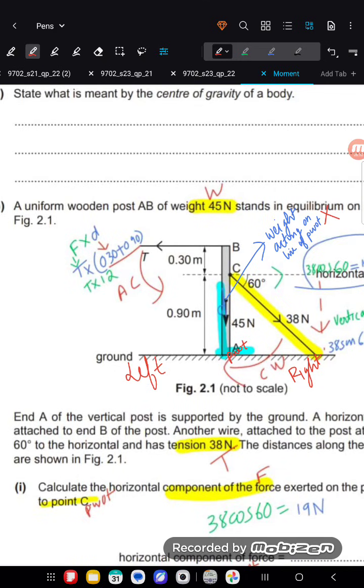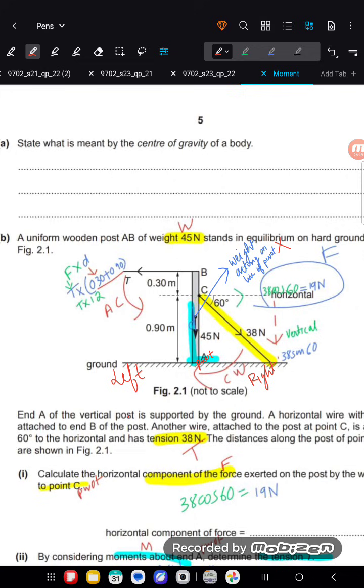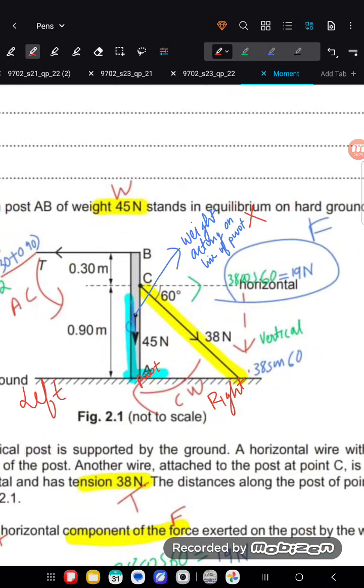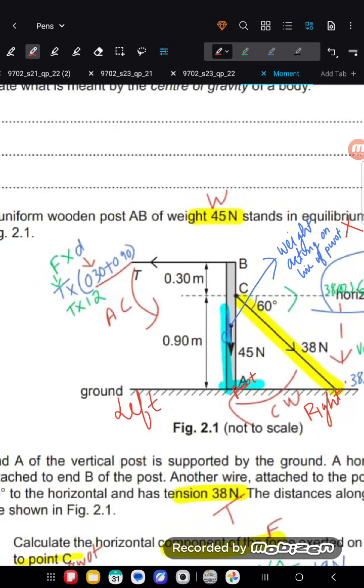So here, on the left side, this is anti-clockwise and this is clockwise. On the right side, what are the forces acting? This one. Okay, so you have to split it into horizontal and vertical, and this one is acting on the left side as tension, so you have to see the distance. So here the distance will be like this.